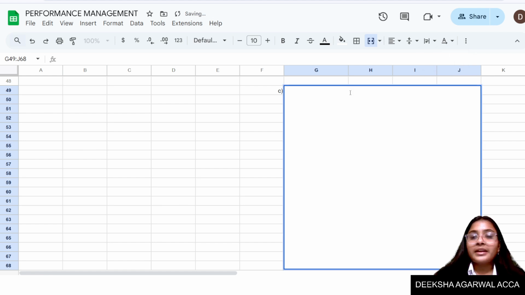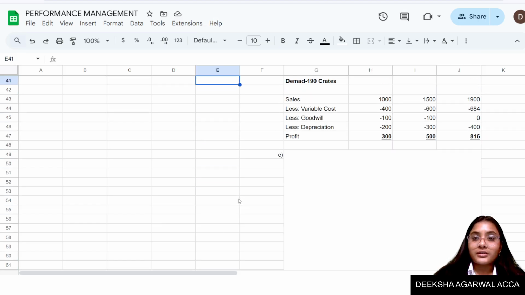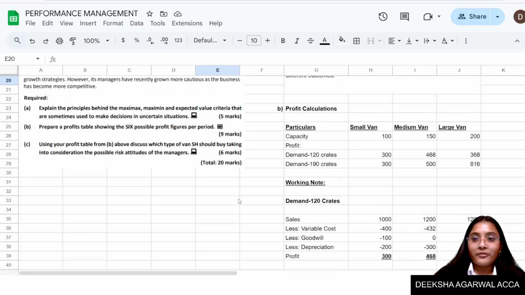Now, how can I do it? Which type of van should you yourself choose? Look after it, which type they should choose, looking at the profit part and all. If you look after it, it will basically be a decision based upon the attitude of your investors' risk.